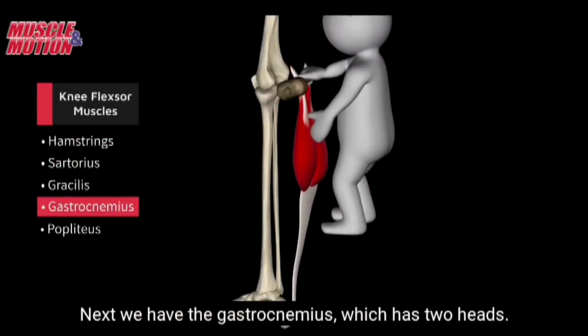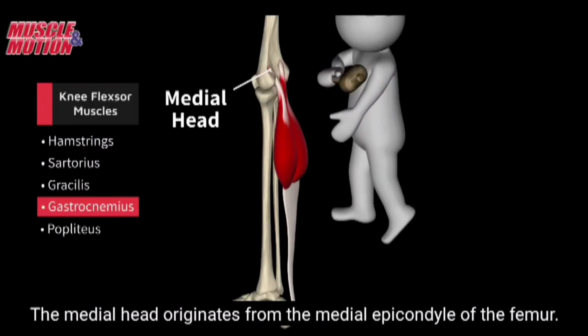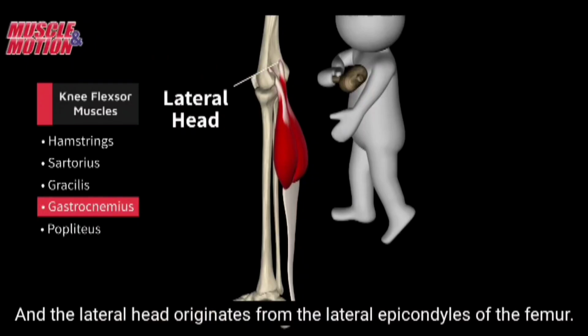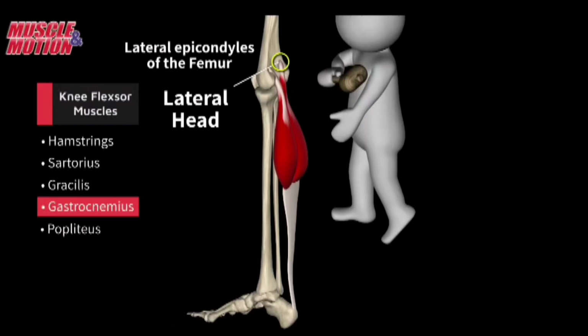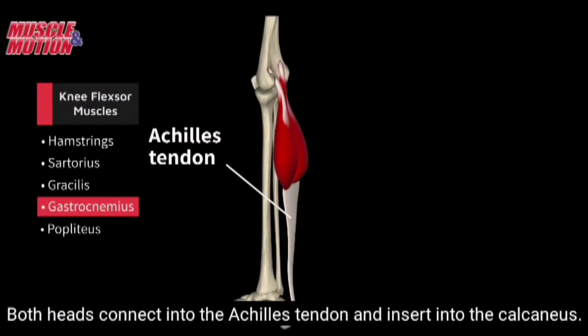Next, we have the gastrocnemius, which has 2 heads. The medial head originates from the medial epicondyles of the femur, and the lateral head originates from the lateral epicondyles of the femur. Both heads connect into the Achilles tendon and insert into the calcaneus.